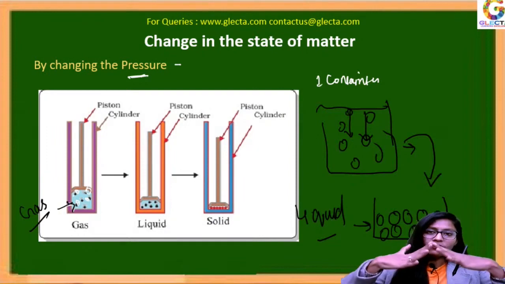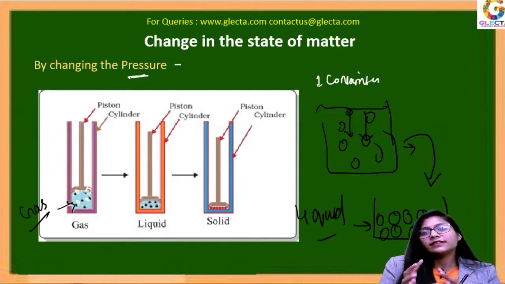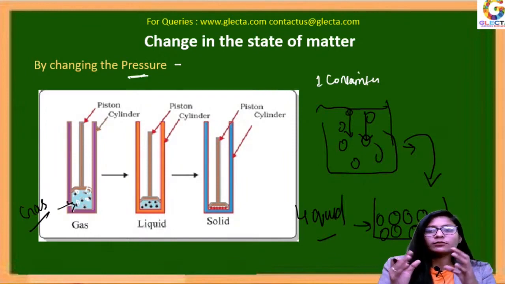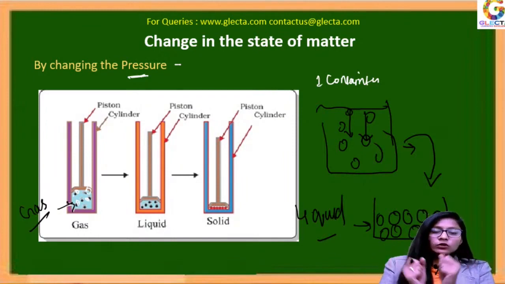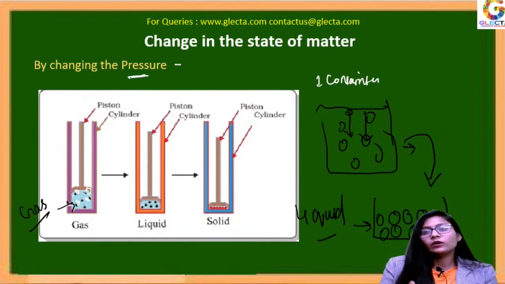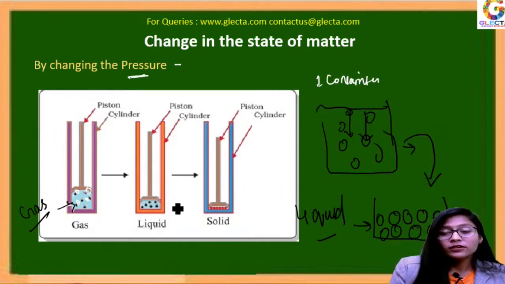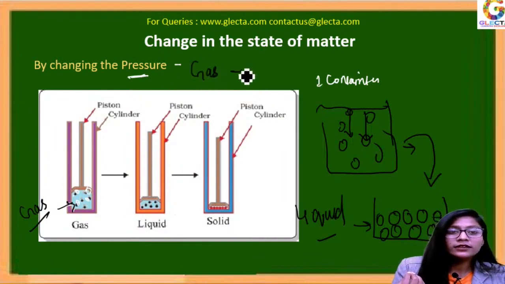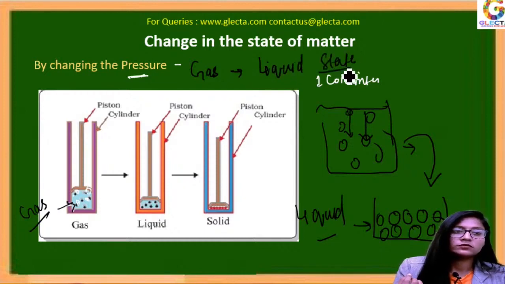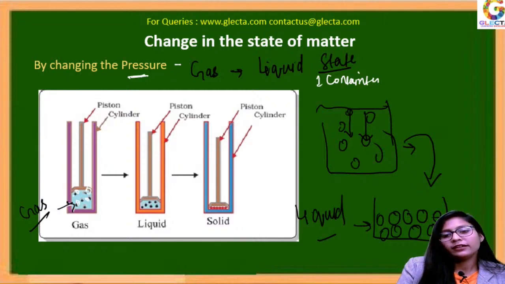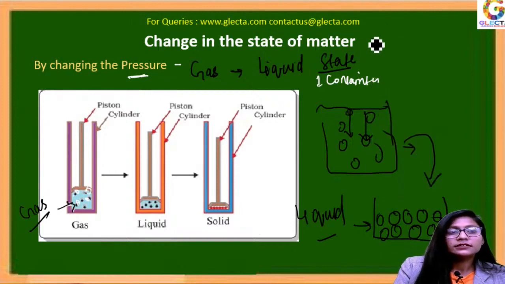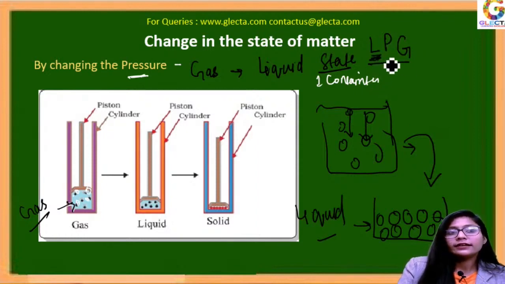With the help of pressure, if I keep increasing the pressure, the particles have to come closer, and they will convert themselves into the liquid state. Do you have any example of gases that we convert into the liquid state? Okay, let me help you. Yes, we have an example. The liquefied petroleum gas that we use is in the liquefied state.